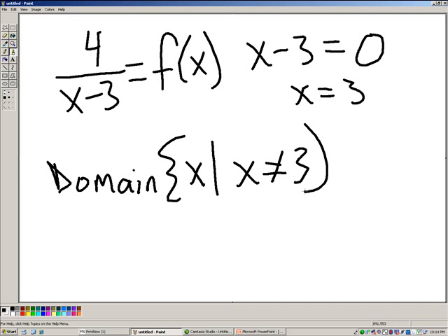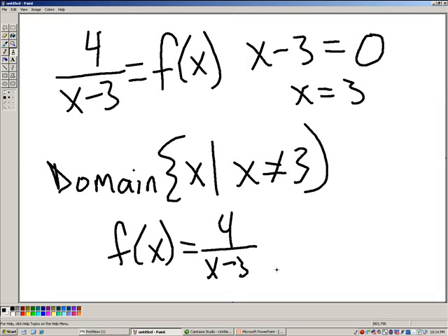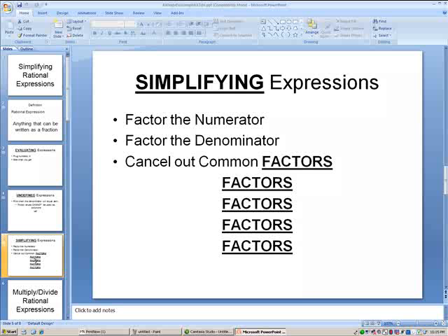We can use any number we want for x, but we cannot use 3 because 3 will put a 0 in the denominator. And a lot of times you'll just see it written, f of x equals 4 over x minus 3, comma, x does not equal 3. So that's what they're saying. We can use any number we want as long as x is not 3, because 3 would put a 0 in the denominator, and we can't have that. That's undefined.